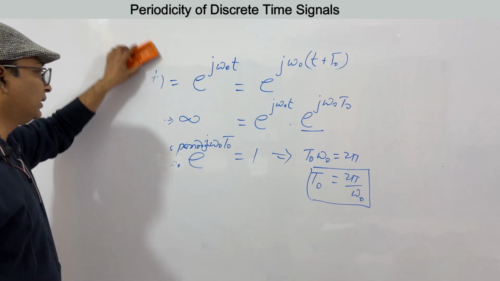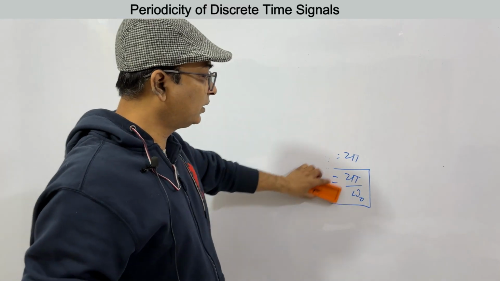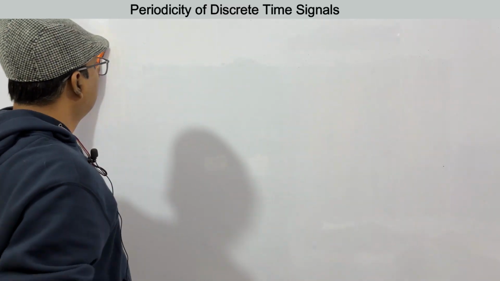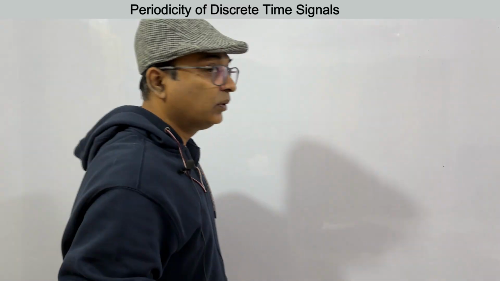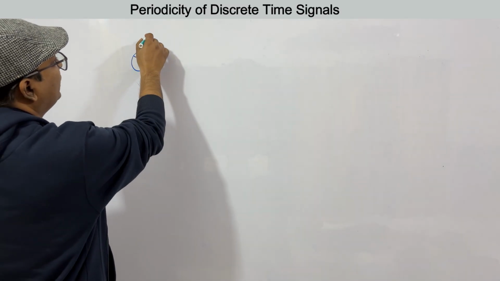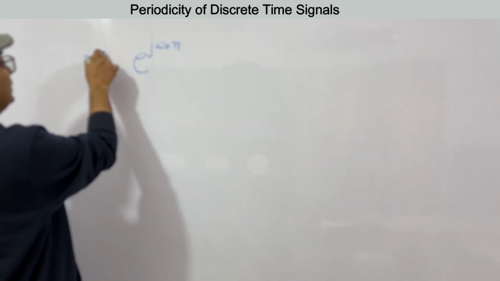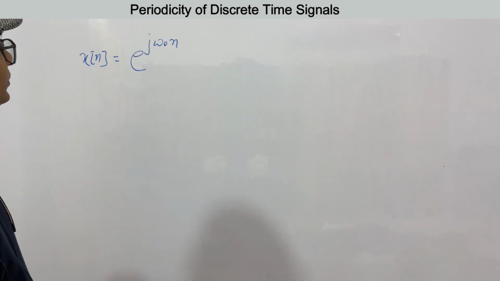Now let's understand our discrete time signals. Do they behave in the same manner or do they differ? To tell you, they differ a lot. Though there are similarities, there are differences also. See, e to the power j omega 0 n. This is how we represent a periodic discrete signal.